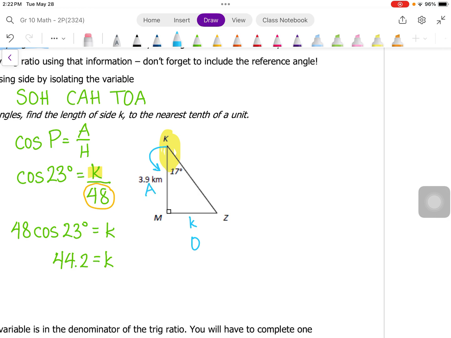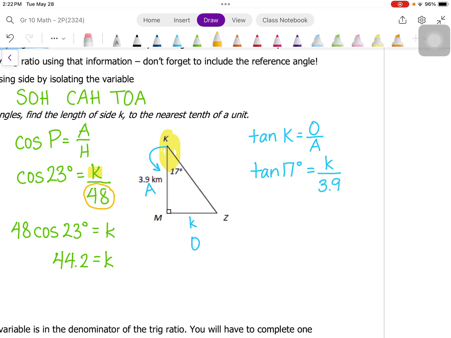So the one that uses the O and the A, opposite and adjacent, is T, our tangent ratio. So the tan of our angle, and the angle we're using, our reference angle, was K. So tan of K equals opposite over adjacent. So now we'll sub in the values we know. K is 17 degrees, so the tan of 17 degrees is equal to the opposite, which is K, divided by 3.9.